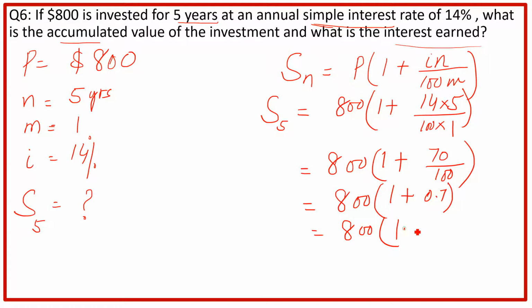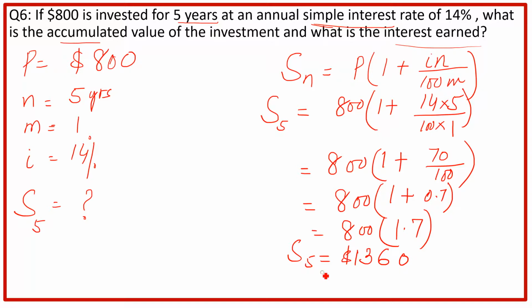It will be 1.7. Multiply 800 and 1.7, we will get $1,360. So this is S5. This is the first requirement. Accumulated value means total value, your original investment plus the interest. You are going to invest $800 today. After 5 years at the interest rate of 14% simple interest, you will get $1,360.